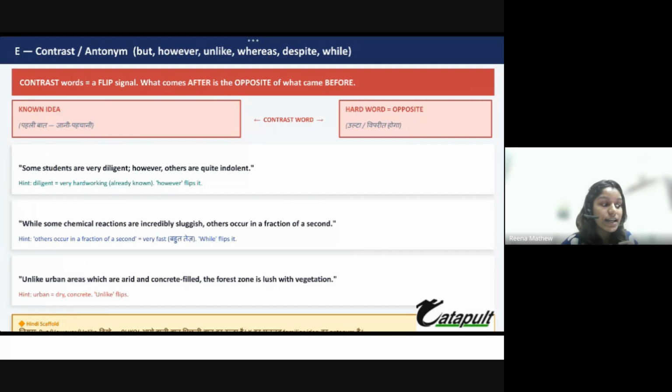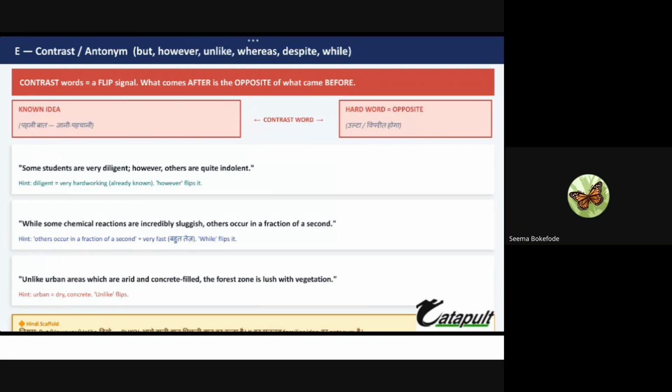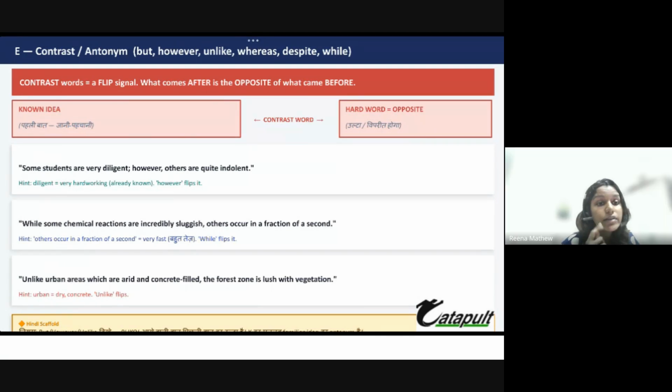However, right? I've given you inside the bracket: but, however, unlike, whereas, despite. Yes, however is the word. Okay. So diligent, however is there. What is the opposite of diligent? That is indolent. So even if you don't know the word, you can guess the meaning. It is the opposite of diligent. That is lazy.